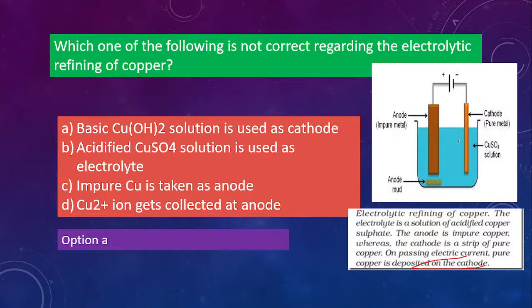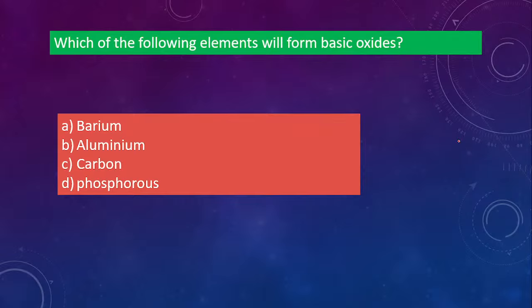Okay, let's do the next one. Which of the following elements will form basic oxides? You have to say which elements will form basic oxides. Barium, aluminium, carbon, phosphorus. Just now we have done acidic and basic oxides. इसमें से बोलो which one will form the basic oxide. Whether the one with the metal or the one with non-metal. Now I think you will be able to answer.